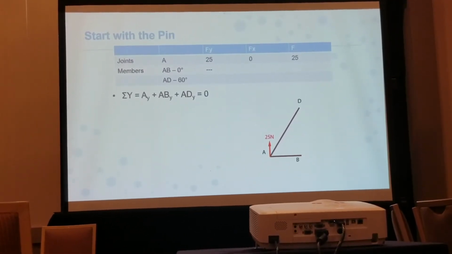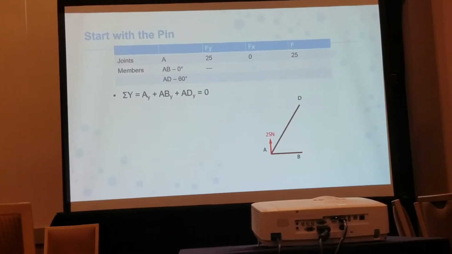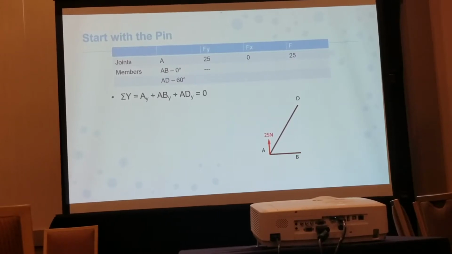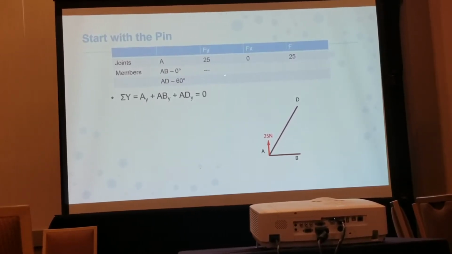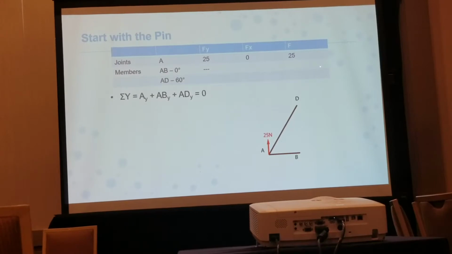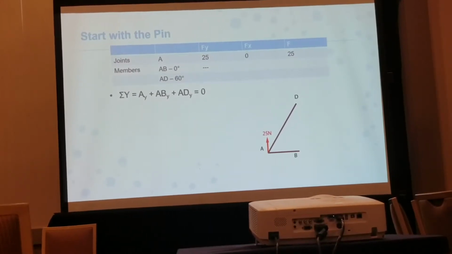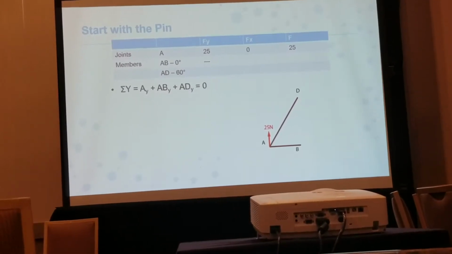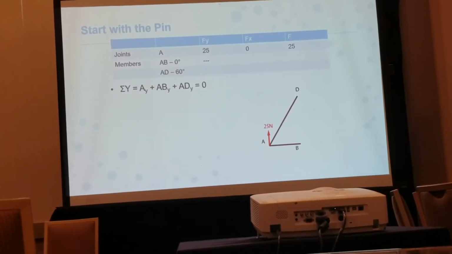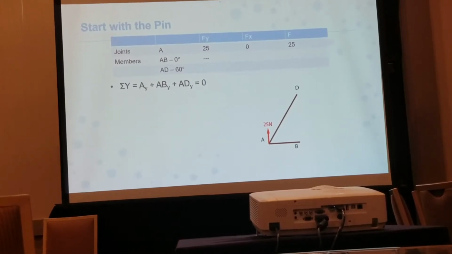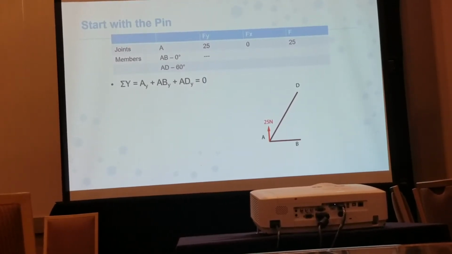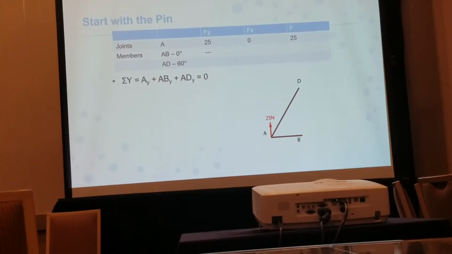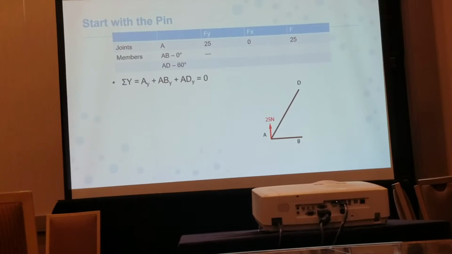AD, on the other hand, at 60 degrees, because it's at 60 degrees, we know that it should have something in X and something in Y. So we leave both of those open. And of course, we don't know the full force in AB, and we don't know the force in AD. So that's how we've set up our joint table. So we've got a sketch of our joint, we've got our joint table, we are ready to rock this thing out. Are we ready to rock this thing out? All right.